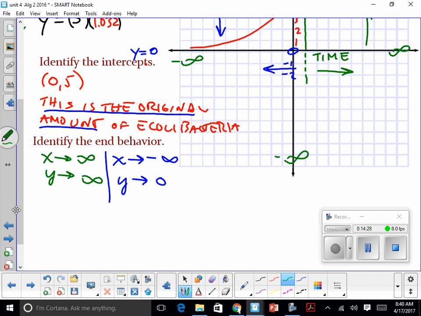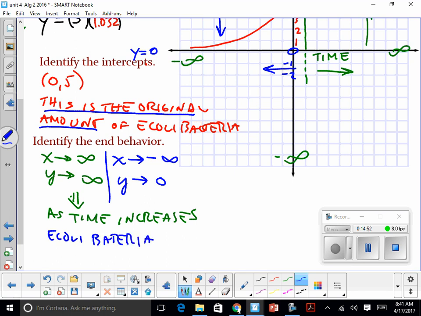and as time increases, in this case, bacteria, E. coli, increases. Write that in, write that in, write that in.